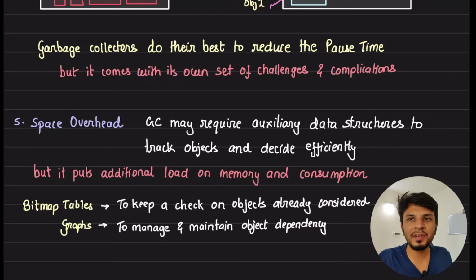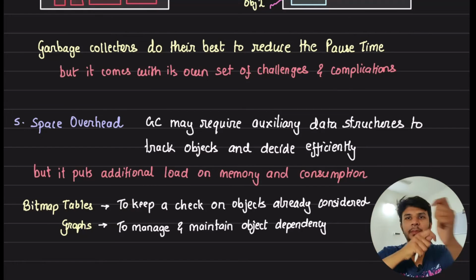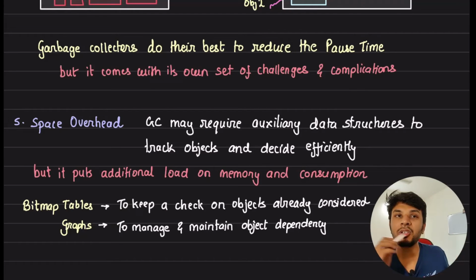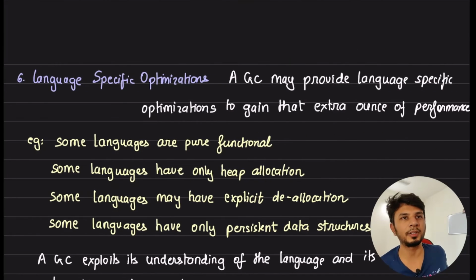A few examples of data structures that GCs use are bitmap tables. Bitmap tables they would use to check which object is already picked for cleanup, which object is not, which object is moved to another generation and whatnot. Something we'll look into in future videos. And then graphs to maintain, hey, this object depends on this object, this depends on this object. So if I clean this object, I would have to clean the other two and whatnot, right? So GCs need these extra data structures to be able to find out whom to delete, why to delete, quickly and all of that. So space overhead, again, a critical metric to consider.